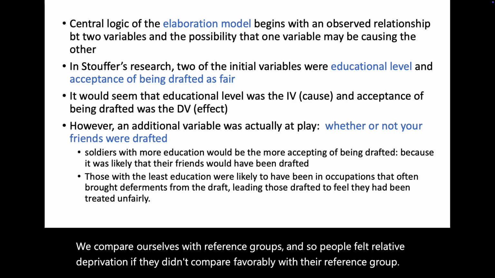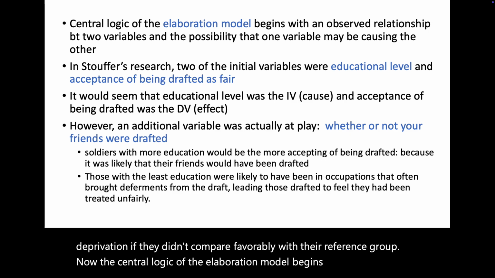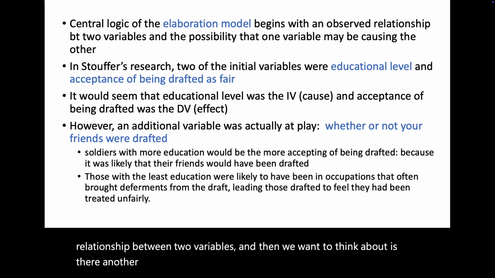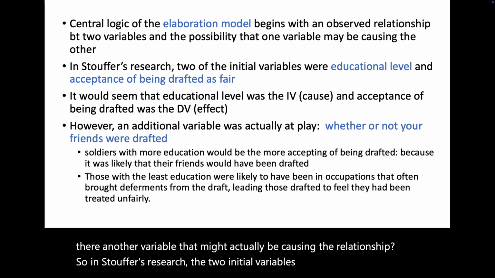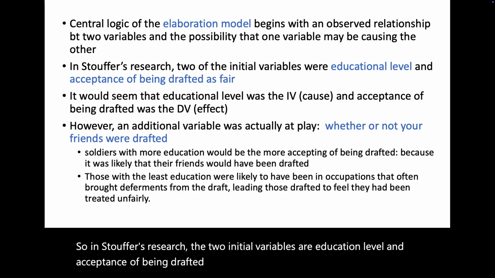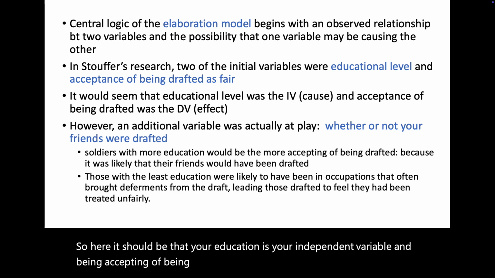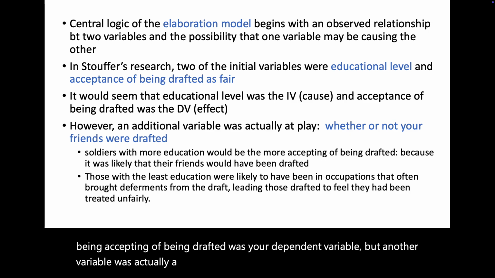Now, the central logic of the elaboration model begins with an observed relationship between two variables, and then we want to think about, is there another variable that might actually be causing the relationship? So in Stouffer's research, the two initial variables are education level and acceptance of being drafted as fair, right? So that was like their third hypothesis. So here, it should be that your education is your independent variable, and being accepting of being drafted was your dependent variable. But another variable was actually at play, whether or not your friends were drafted.